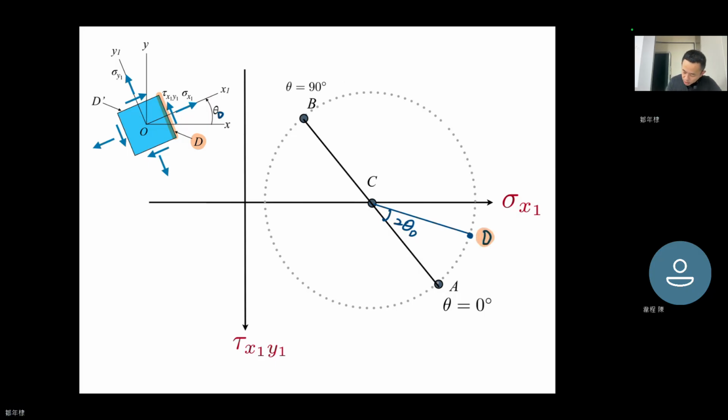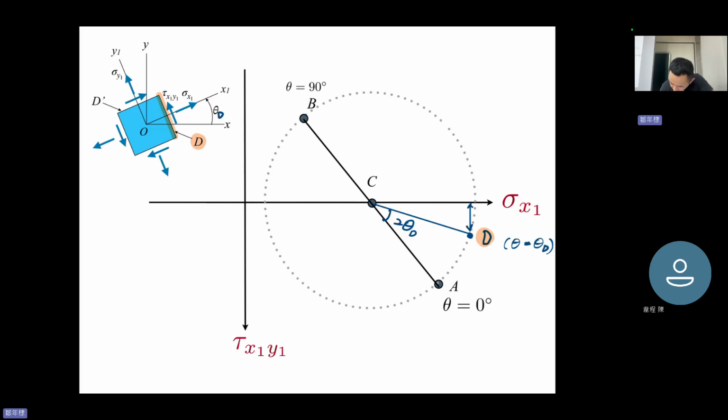All right, and you know this is theta equal to theta D. Okay, and all you need to do is determine the height of this.